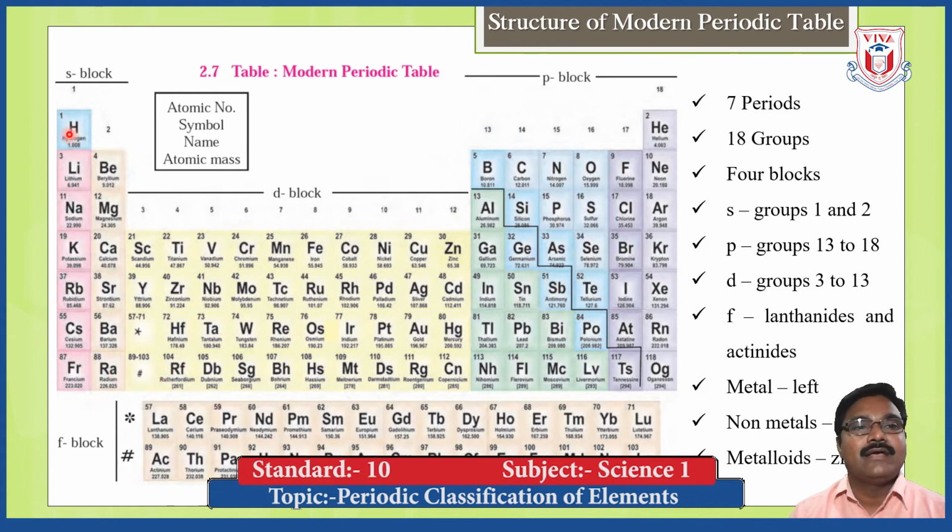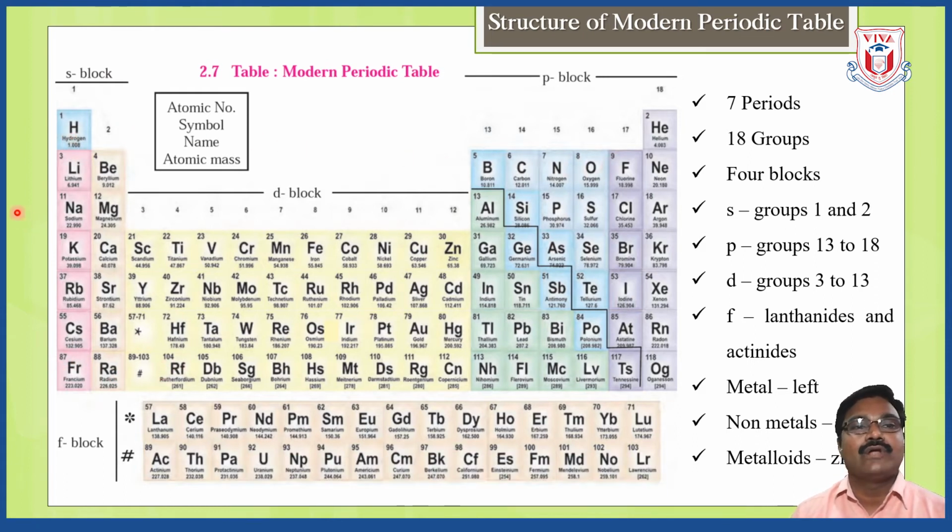That means there are 7 horizontal rows which are named as periods, and 18 vertical columns from 1, 2, 3 onwards up to 18. There are a total of 18 vertical columns, and these columns are known as groups. That means the modern periodic table consists of 7 horizontal rows called periods and 18 vertical columns called groups.